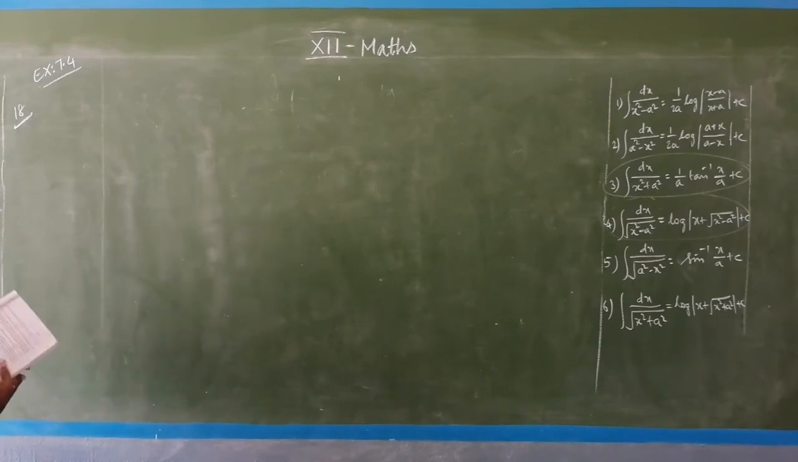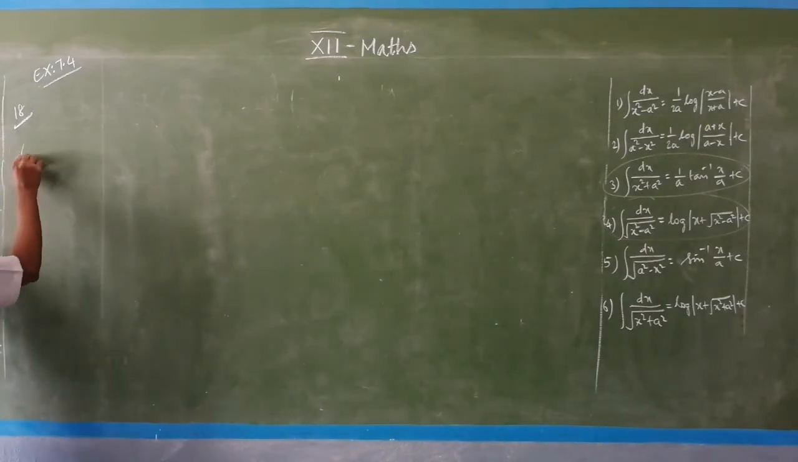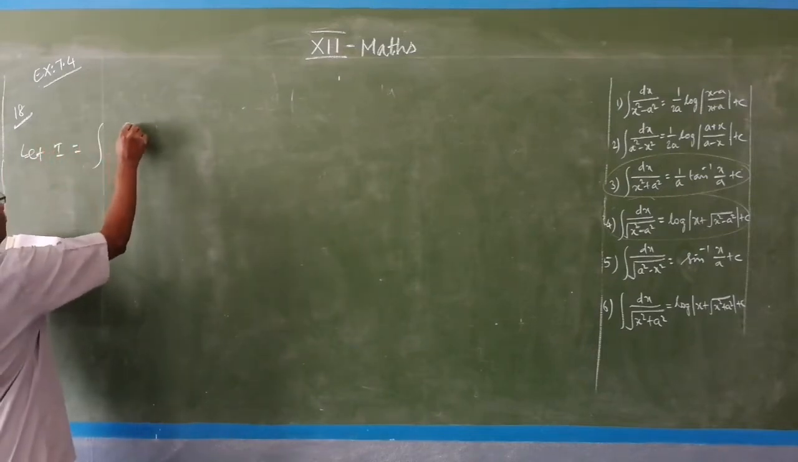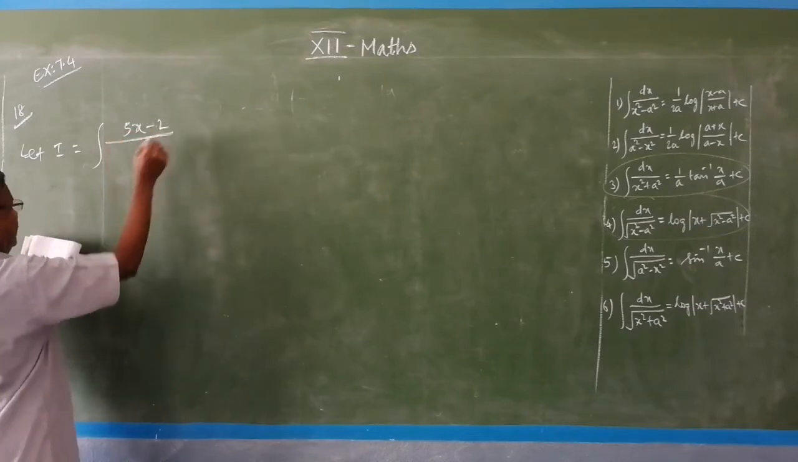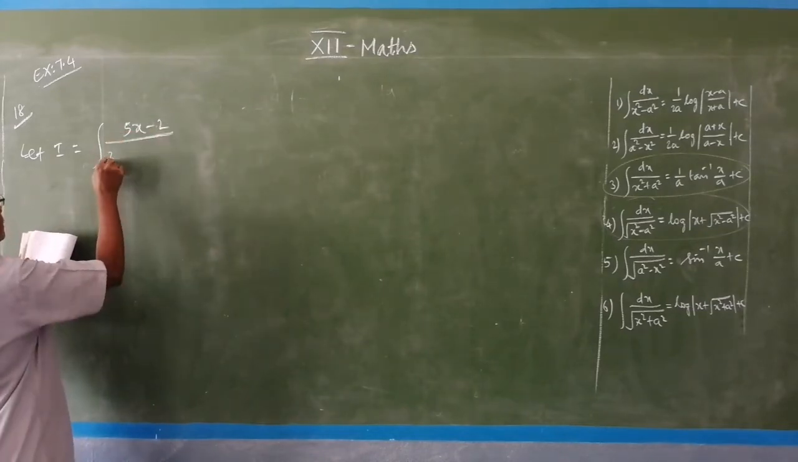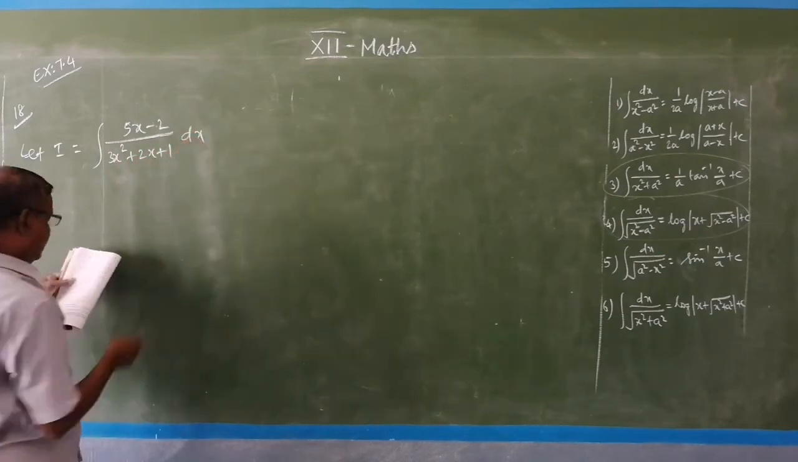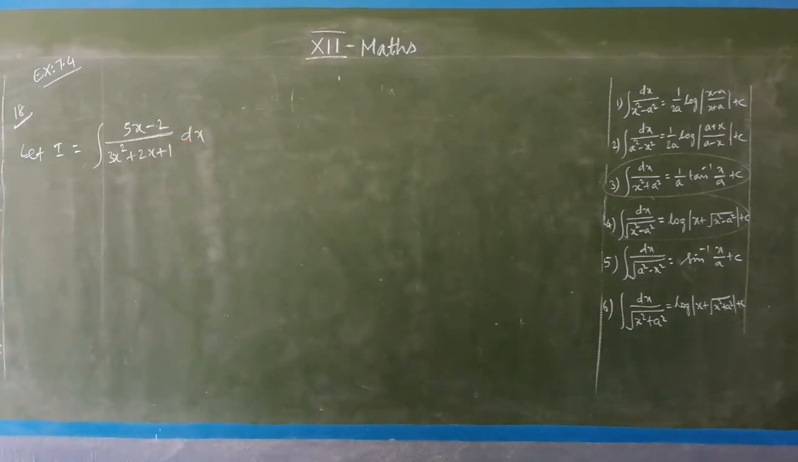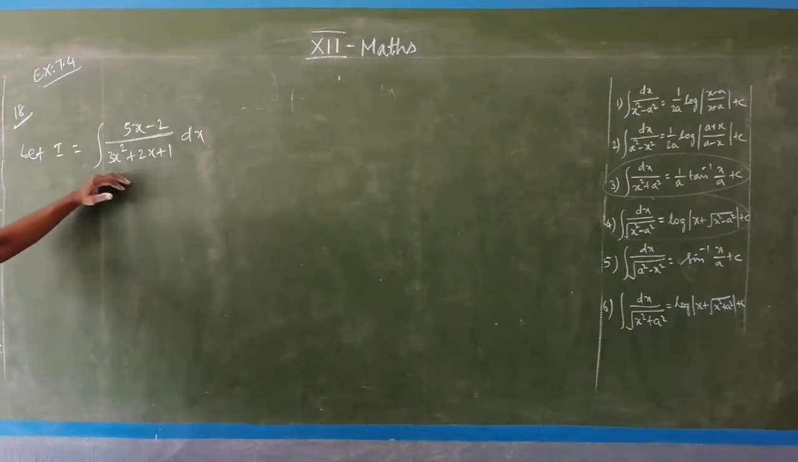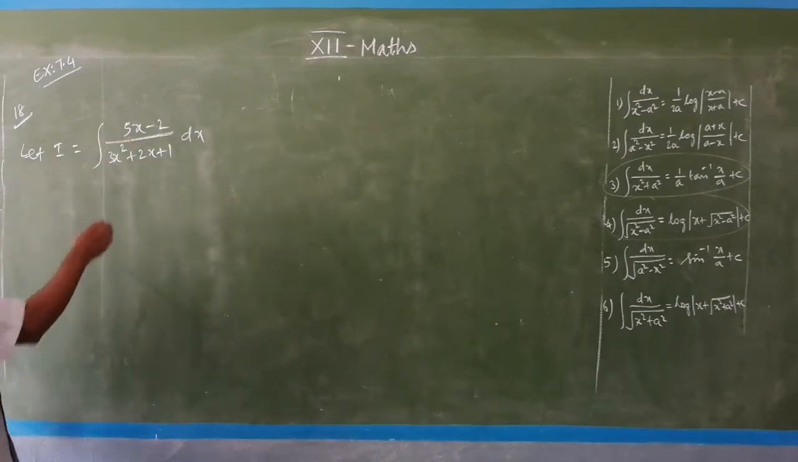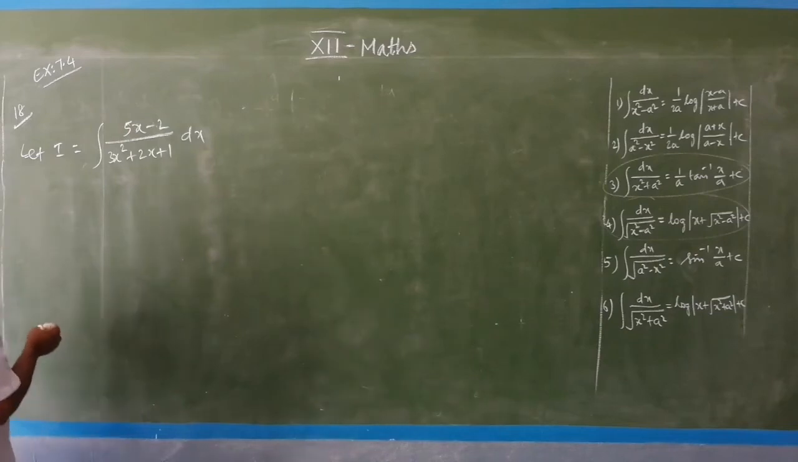Next question number 18. Let I equal to integral of 5x minus 2 divided by 3x square plus 2x plus 1 into dx. We cannot use substitution because the derivative of the denominator is 6x plus 2, whereas the numerator is 5x minus 2. So we can apply the concept that I have told you earlier.